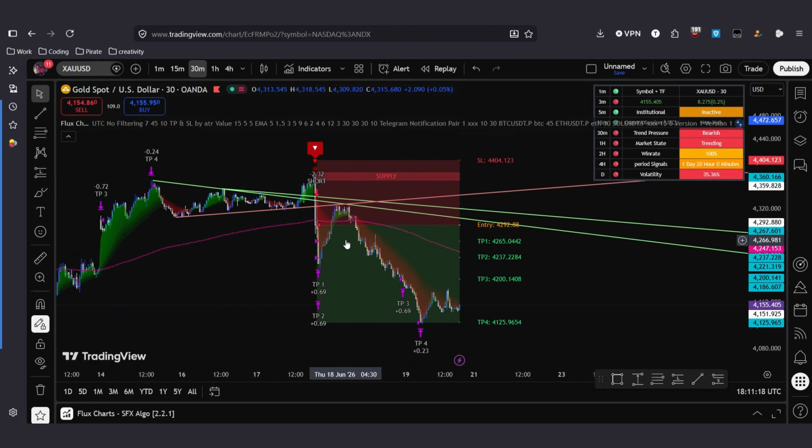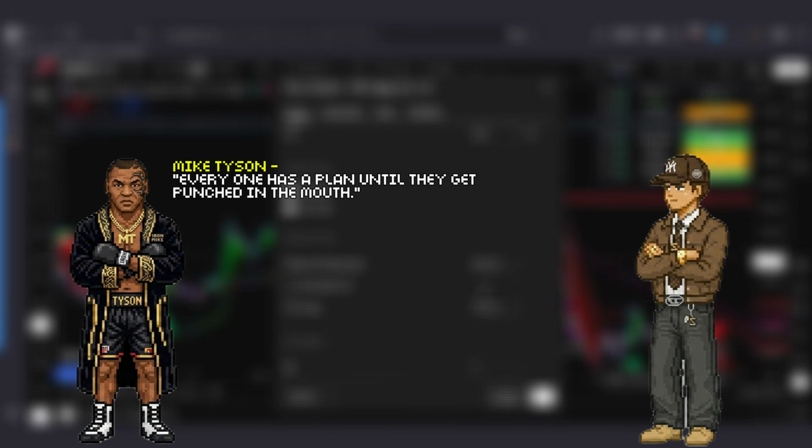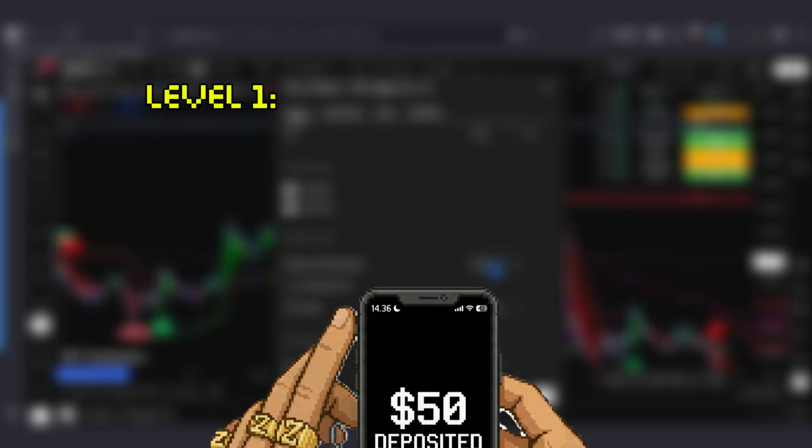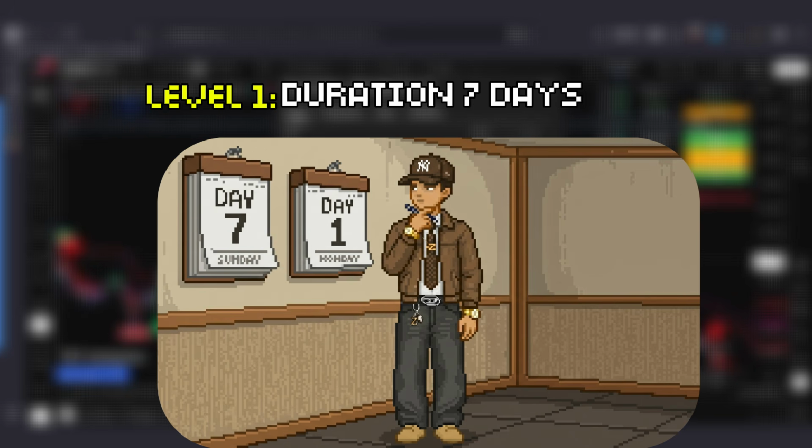Now, let's get to the part you actually care about, the test results. Before we go deeper, here are my test rules, because if you don't have rules, you don't have a test. You have gambling with extra steps. Starting balance, $50. Duration, 7 days. No adding money. No martingale. No "I'll just double it back." No revenge trades. Same indicator, same settings, same approach. I'm not trying to win a highlight reel.